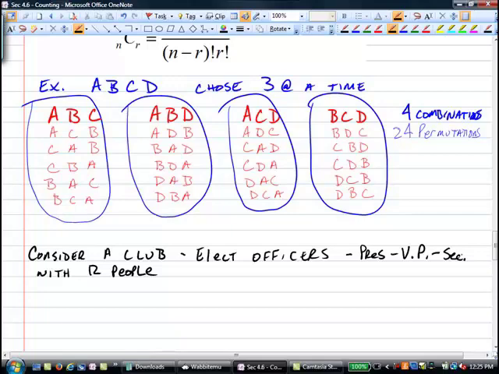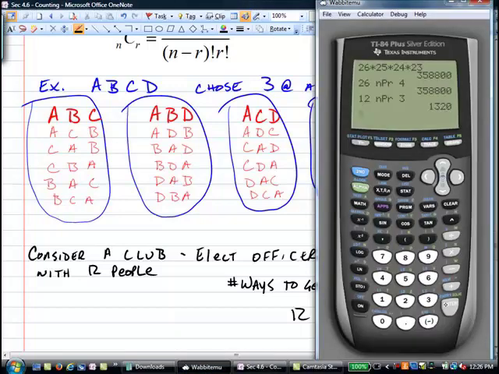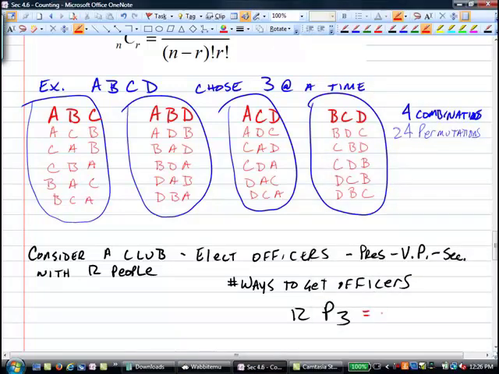Does order matter there if you come in first, second, or third? So the number of ways that I can come up with officers is actually going to be 12P3, 12 permuted 3 ways. So there's 1,320 different ways that I could come up with officers.